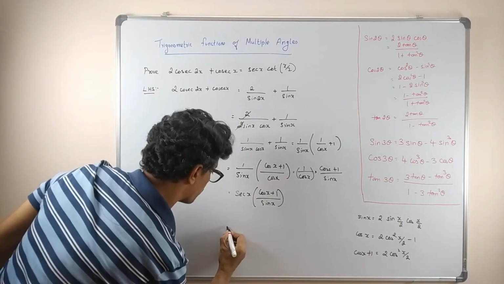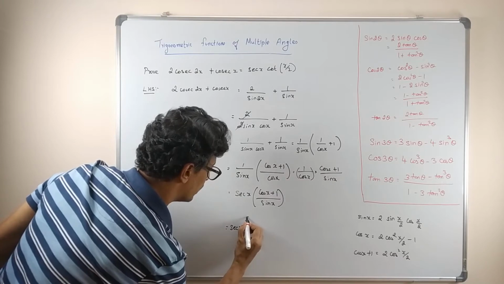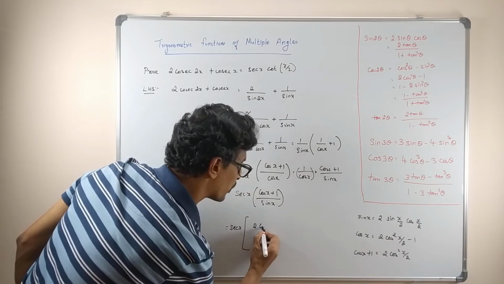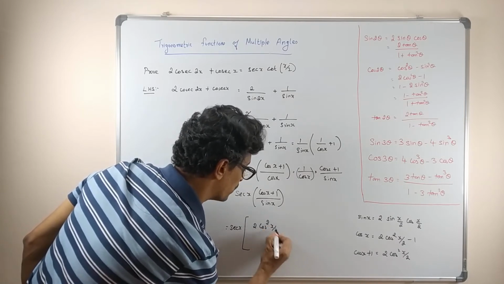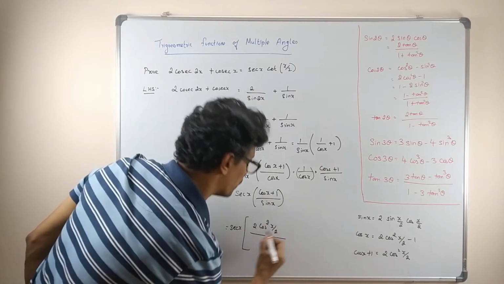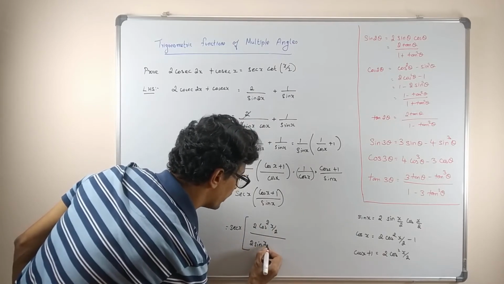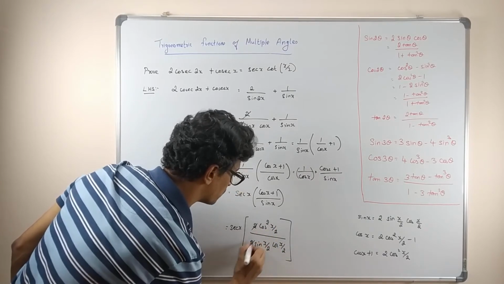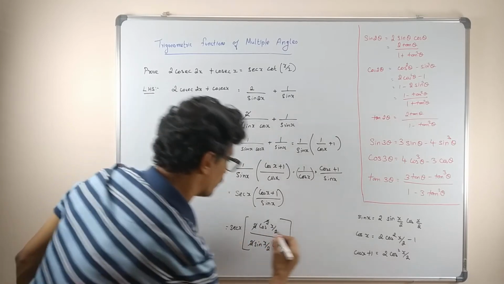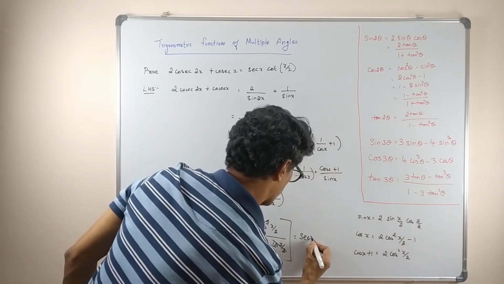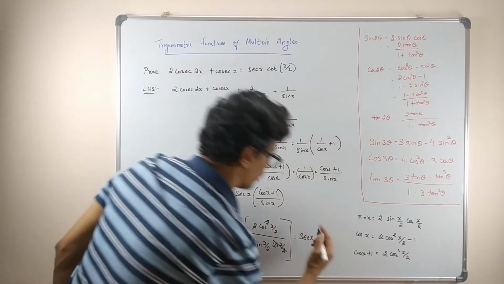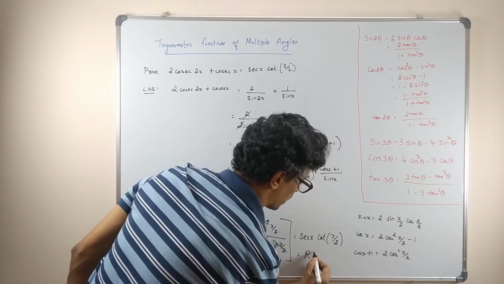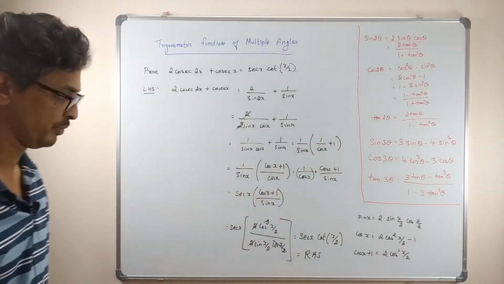So this is going to become secant x into cos x plus 1, which is 2 times cos square x by 2, divided by sin x, which is 2 times sin x by 2 cos x by 2, and we got the answer simply. So this is going to become secant x into cos x by 2 by sin x by 2, equal to cot x by 2, equal to the RHS.